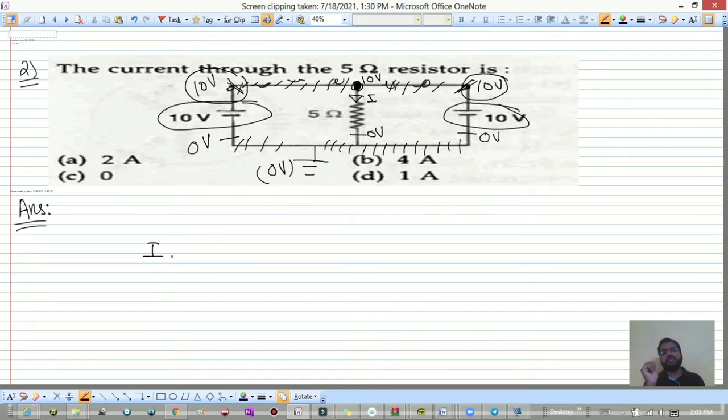So what is the current through this 5 ohm resistance? It is the potential difference divided by the resistance. What is the potential difference across this? 10 minus 0 divided by the resistance, which is 5. And if you just solve this, you will get 10 divided by 5, and that is equal to 2 ampere. So I hope this is clear. That is the option A we have.